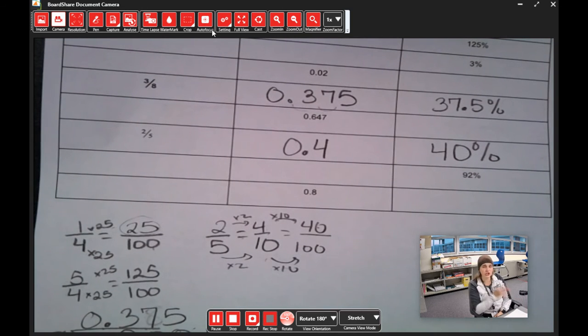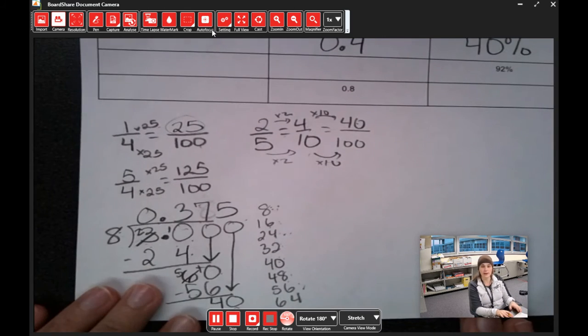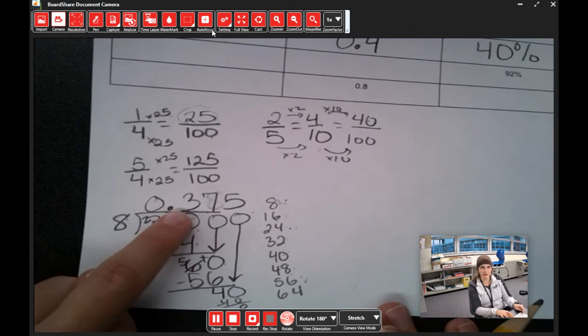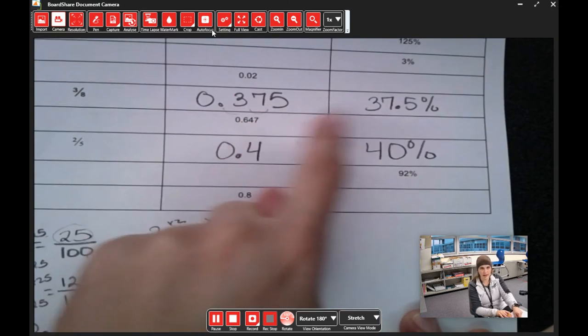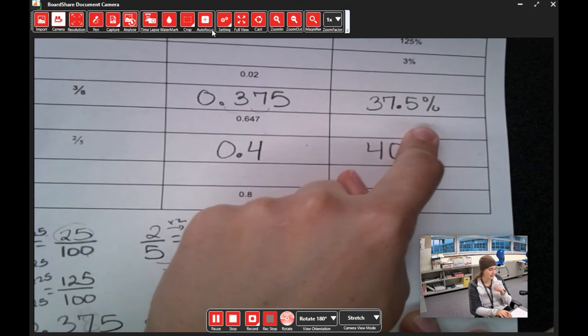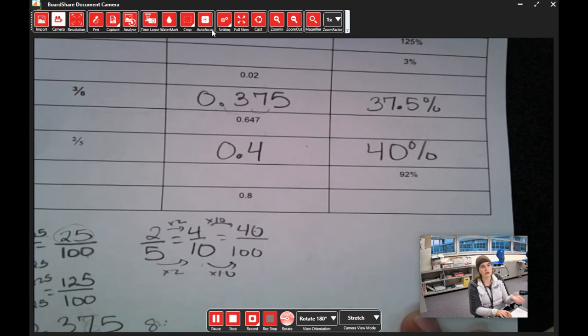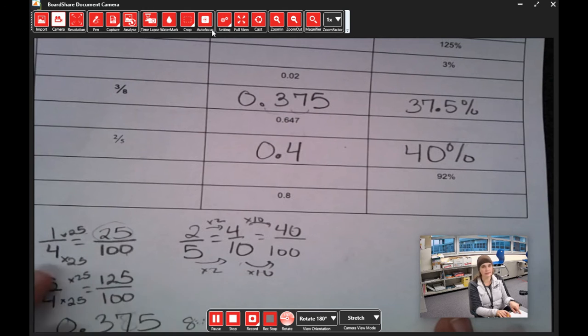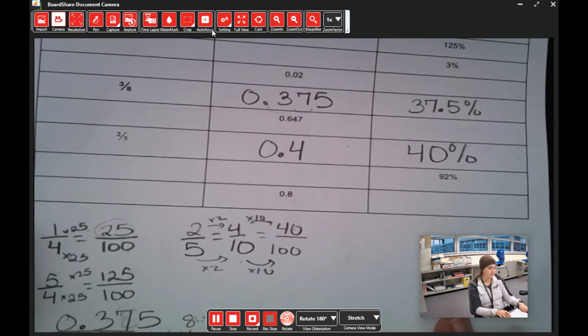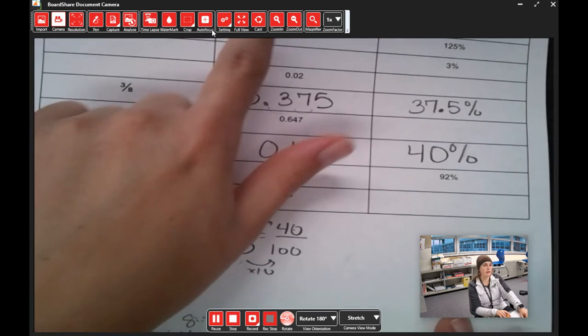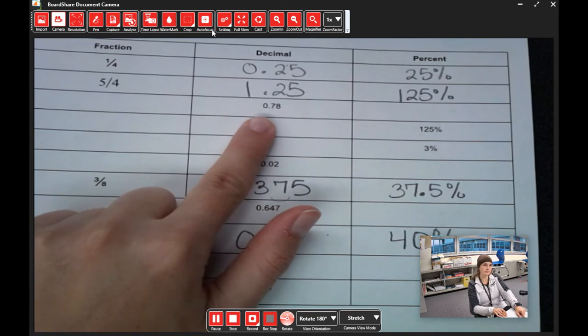To get from a fraction to a percent, the foolproof way that works every time is what we did with 3/8. First, you divide the numerator by the denominator, and that will give you a decimal. And then take your decimal and multiply it by 100. That gives you your percent. But sometimes you can do equivalent fractions and get a fraction out of 100, and then take the numerator, and that's your percent. So now let's start with the decimals.